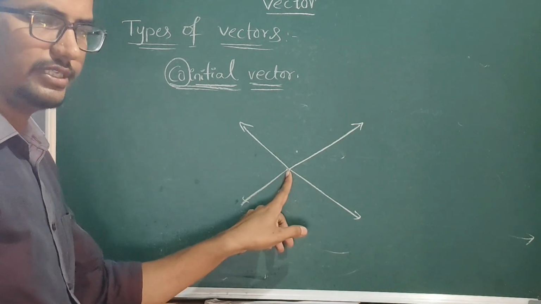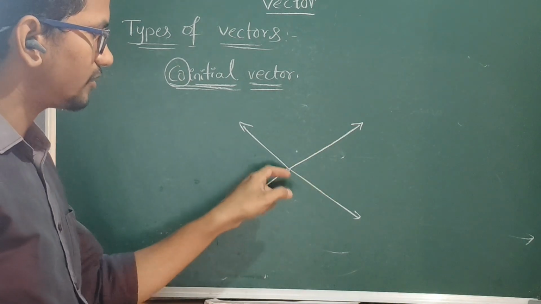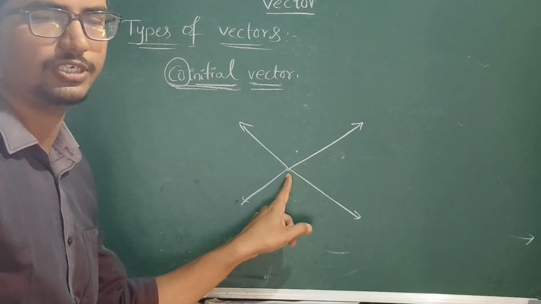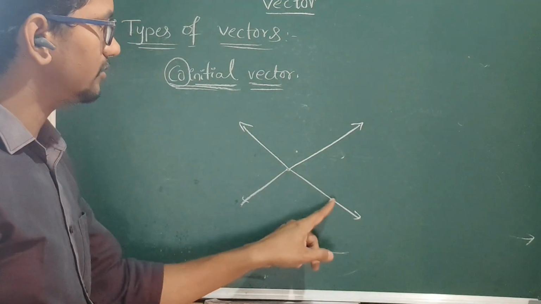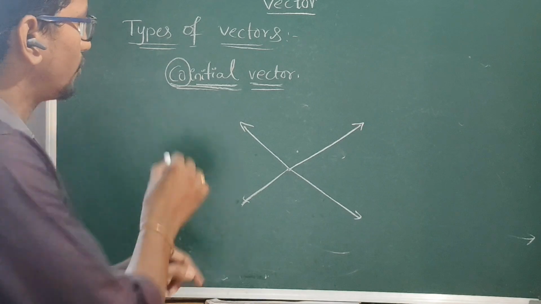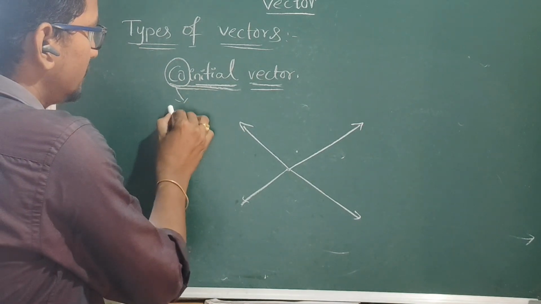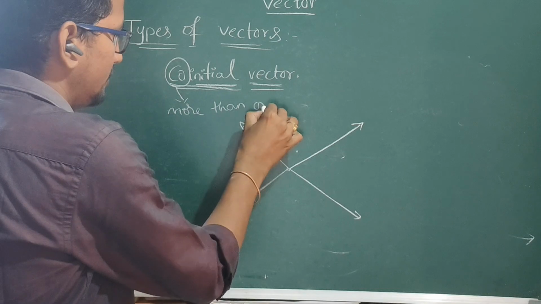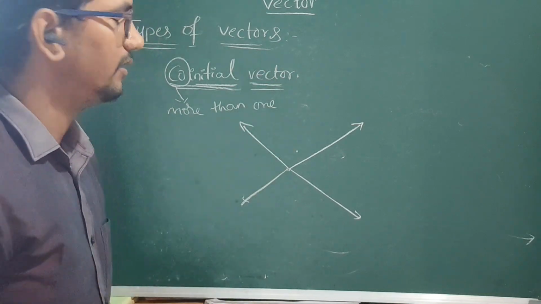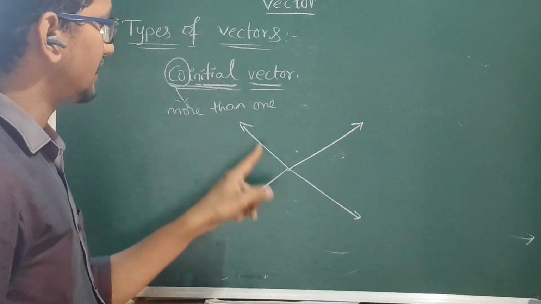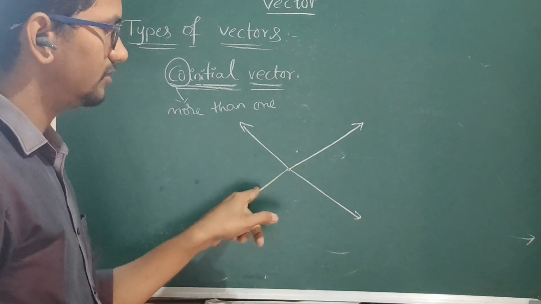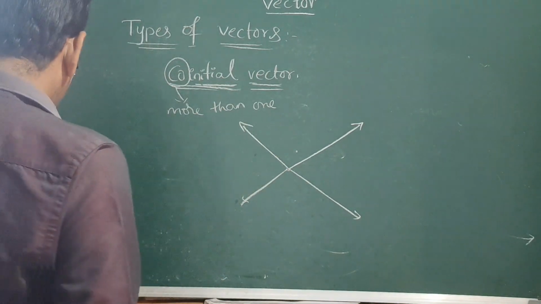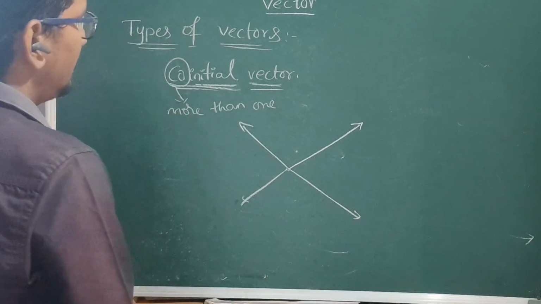It is a starting point. Every vector starts from the origin point. Origin means the starting point. They always start at the starting point, so they are co-initial. Co means more than one vector, all starting with the initial point. That is called a co-initial vector.